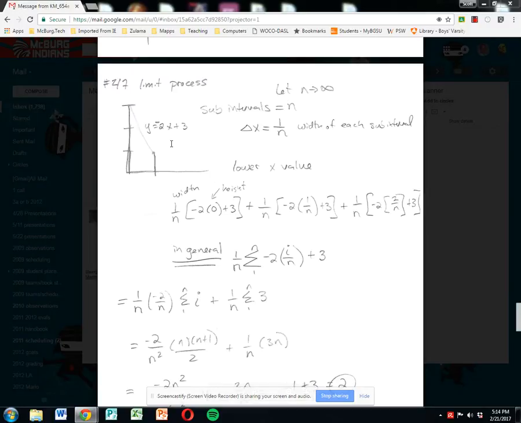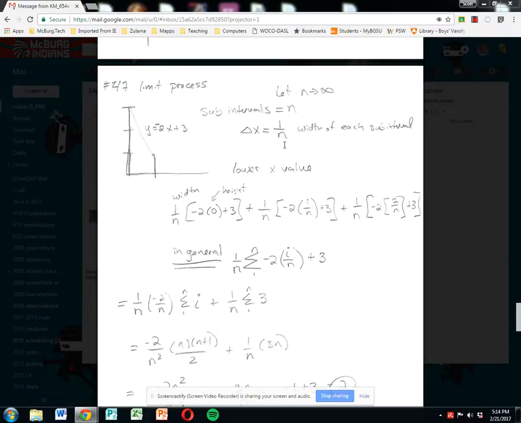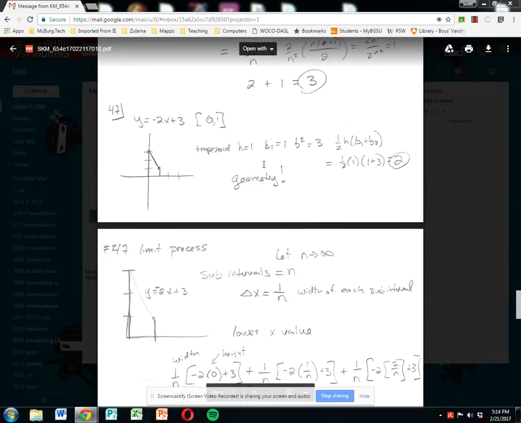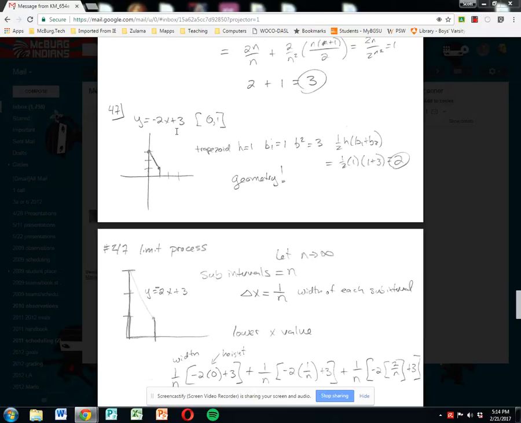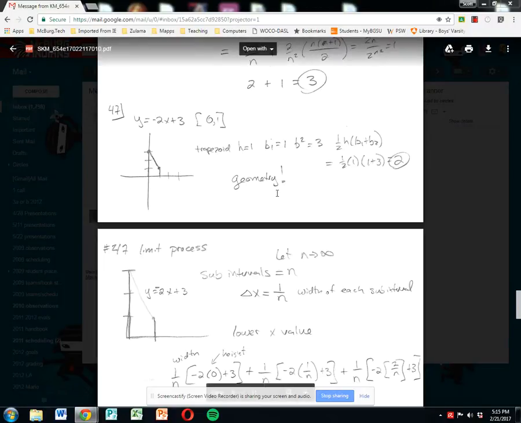This said the function is y equals negative 2x plus 3, and let the subintervals equal n. Actually, let me show you that I did this beforehand. So if we're going negative 2x plus 3 from 0 to 1, literally that's a trapezoid. It has a height of 1, and the bases are 1 and 3. So the area is 1/2 times height times base 1 plus base 2. Therefore, the area here is 2. This is just using geometry.